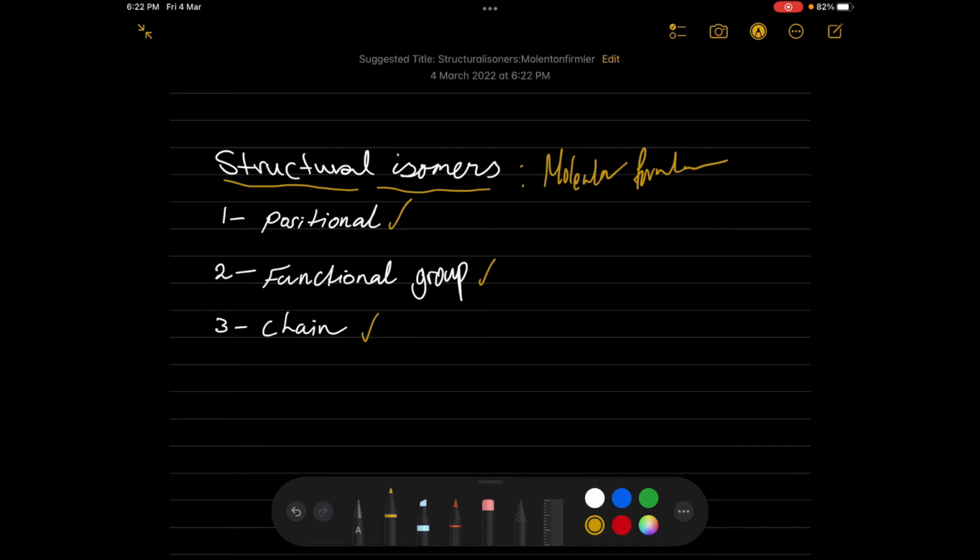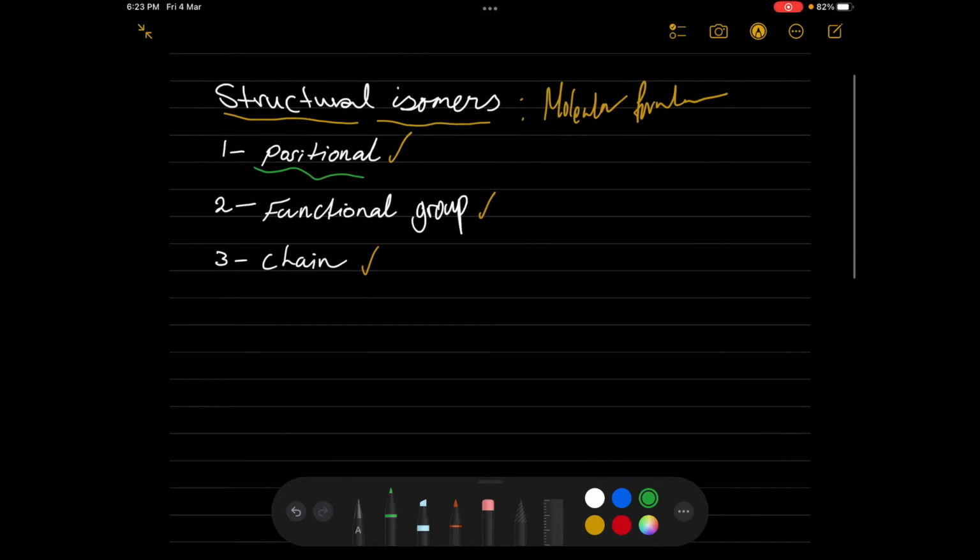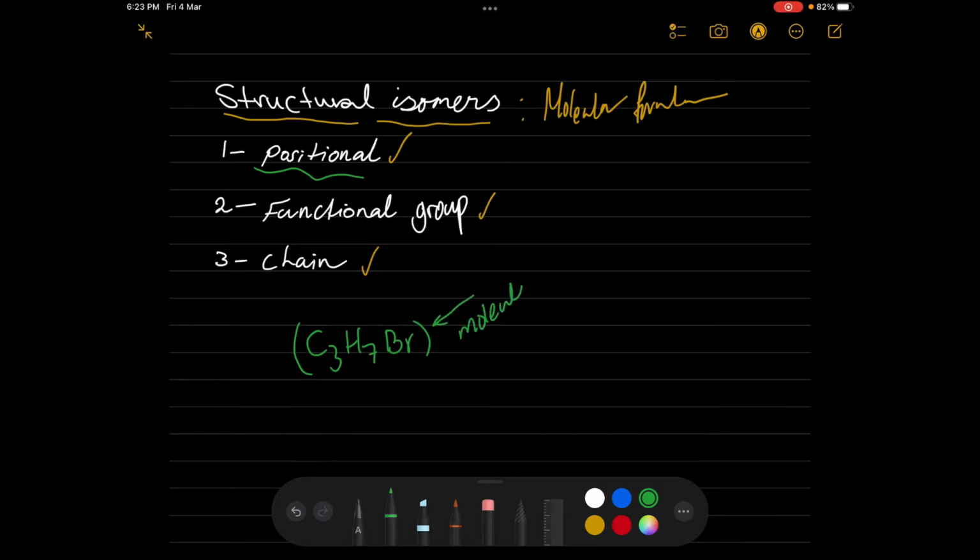Let's take the first one, which is the positional. What is the meaning of positional? Let's take an example of C3H7Br. In this case, we can call this a molecular formula. We just remember that the molecular formula tells me the number of atoms in my molecule, but I don't have any idea about the framework or the shape of this molecule. So let's start putting some possibilities for this compound.